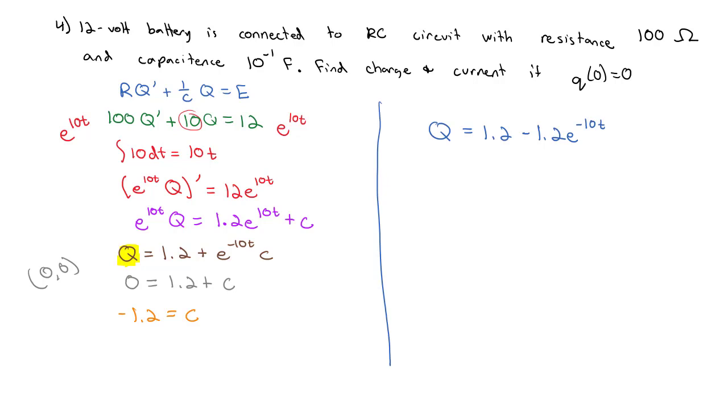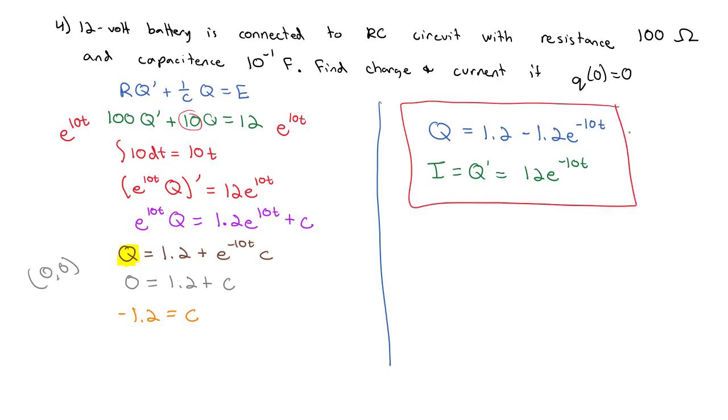But we were also asked to find the current. Current is the derivative of the charge. I, the current, is equal to Q prime. So we'll take the derivative of Q, which is 0, plus 12 e to the negative 10t, taking the derivative of the Q to get our final function.